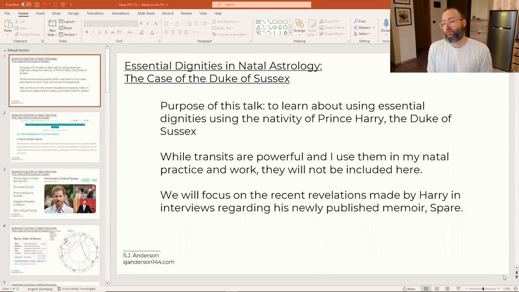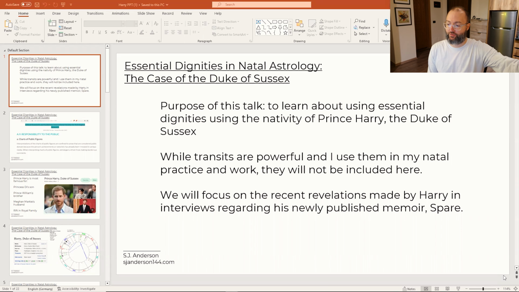So let's start out. This is the first slide. In this presentation, we're going to look at a PowerPoint, a slide presentation I made as the basis to provide those visuals. It always helps when you're studying and learning astrology to have visuals and engage directly with those visuals. So, first slide here, purpose of this talk: it's to learn about using essential dignities, using the nativity of Prince Harry, the Duke of Sussex.